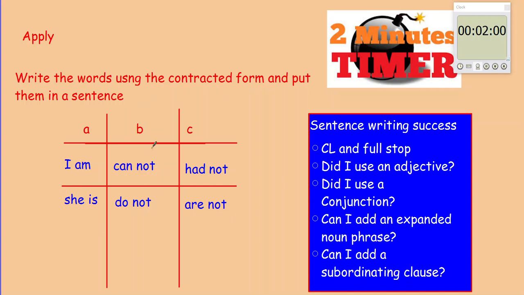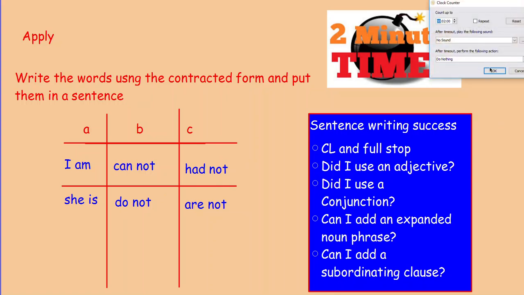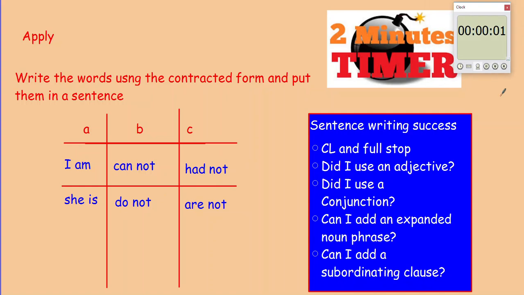B, you're going to do cannot, and you are going to do not. Group C, you are going to do had not and are not. So you've got 2 minutes. You're going to write these sentences using their contracted form. So add the apostrophe and put them into a sentence. So these words in a sentence. 2 minutes, guys. Off you go. Let me just start this again. Okay, 2 minutes starting now.